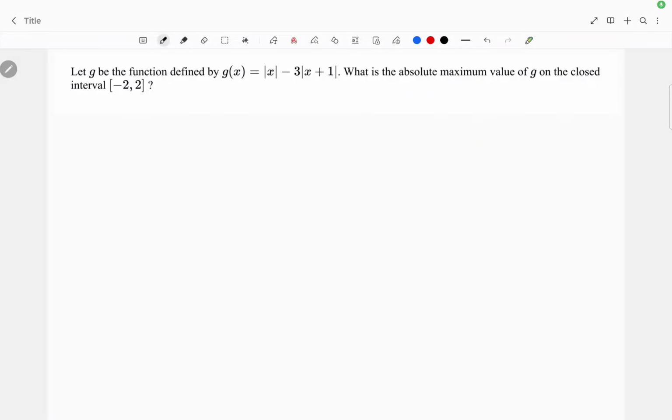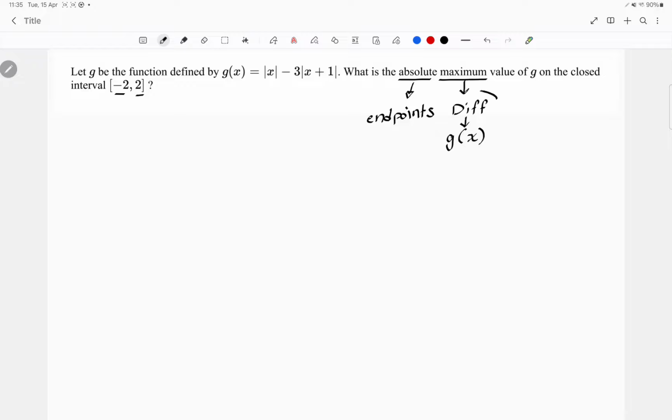So if you're asked about the maximum, that means you have to differentiate to find the critical point. And you have to find the critical point, and then once you've done that, you have to apply the critical point back into the g of x. And when they ask you for the absolute, that means you also have to apply in the g of x the endpoints, which are right now -2 and 2.